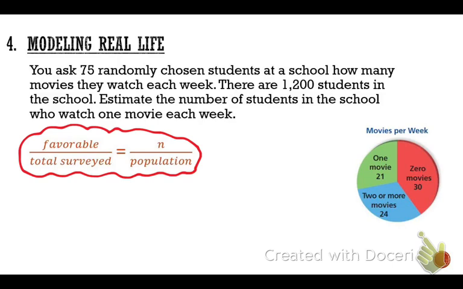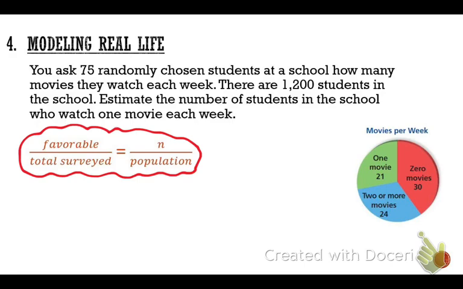Then you can see I have two fractions that equal each other. What is that called? Starts with a P. What word is two fractions that equal each other? A proportion, okay? So we're combining probability and a proportion here with a new formula. Favorable divided by the total surveyed equals n over the population. On your very last homework problem today, you're going to need to use this formula.